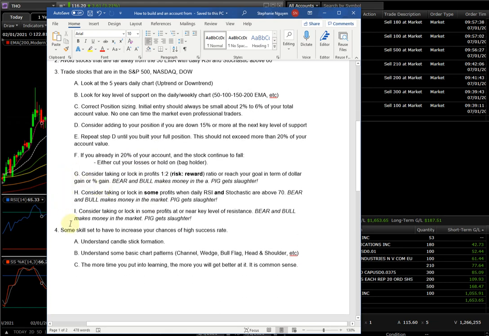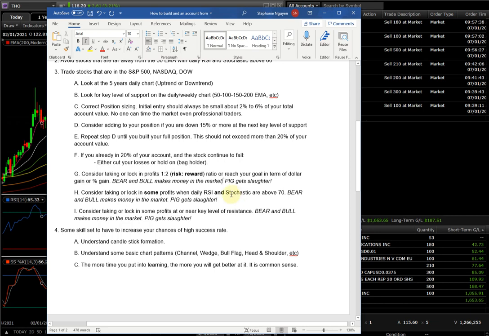Okay, now these are profit taking. So consider taking profits or locking in profits at a 1 to 2 risk ratio. Or if you reach your dollar amount, let's say you want to make $100 per trade, you reach it, just take it. Or you want to make like a 5% gain and you hit it, just take it. Because bears and bulls make money in the market, but pigs get slaughtered. Let me spell that.